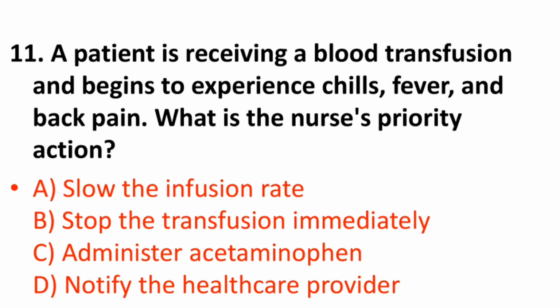Next question. A patient is receiving a blood transfusion and begins to experience chills, fever and back pain. What is the nurse's priority action? Option A, slow the infusion rate. Option B, stop the transfusion immediately. Option C, administer acetaminophen. Option D, notify the healthcare provider.